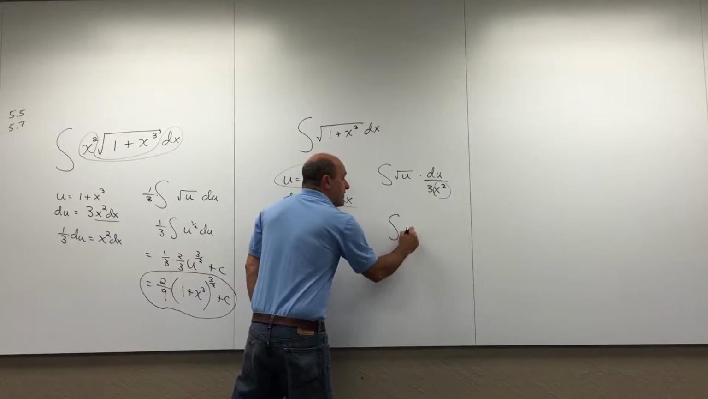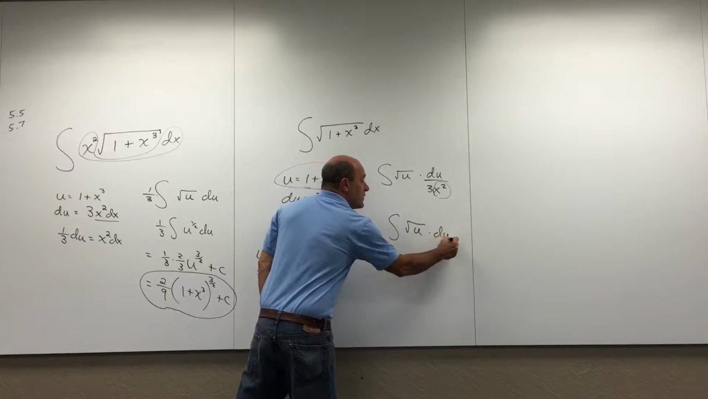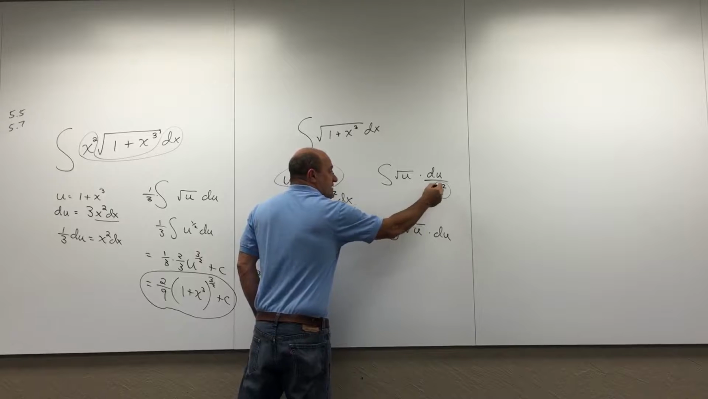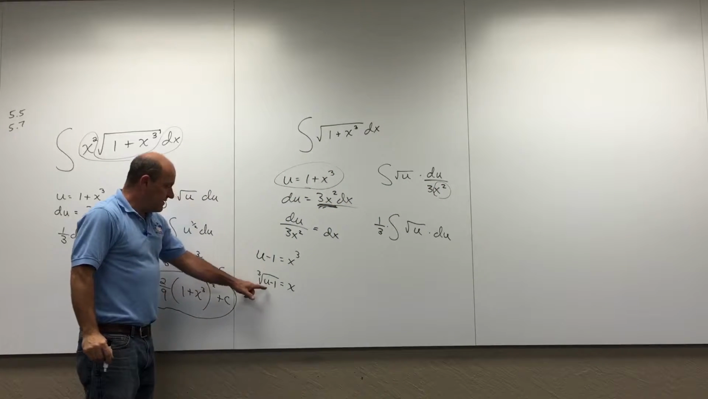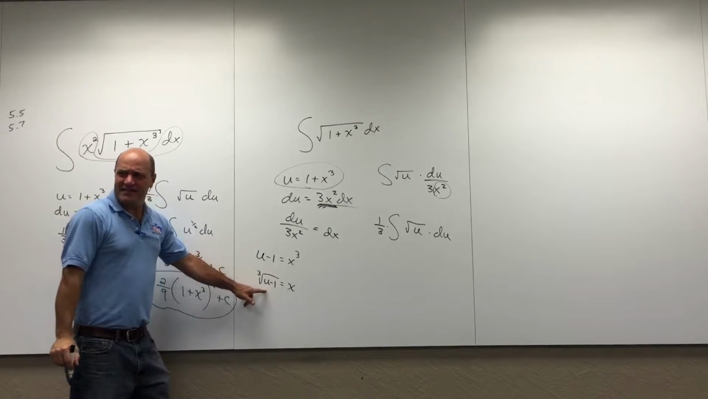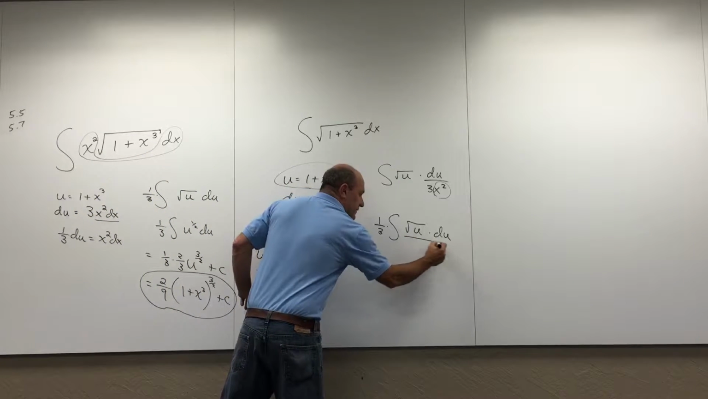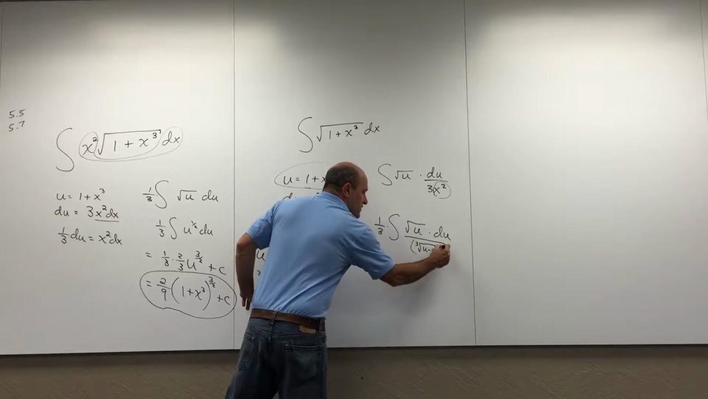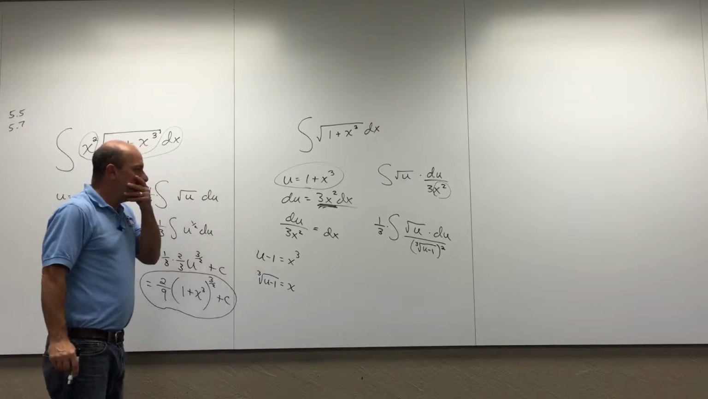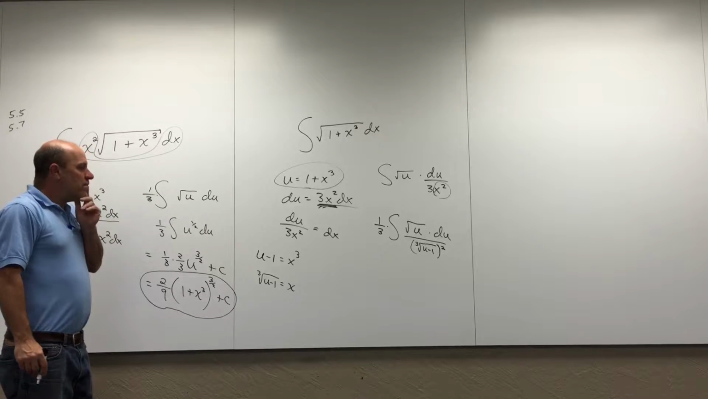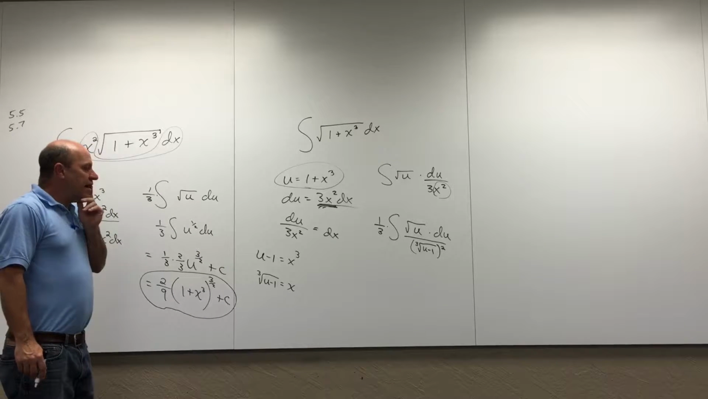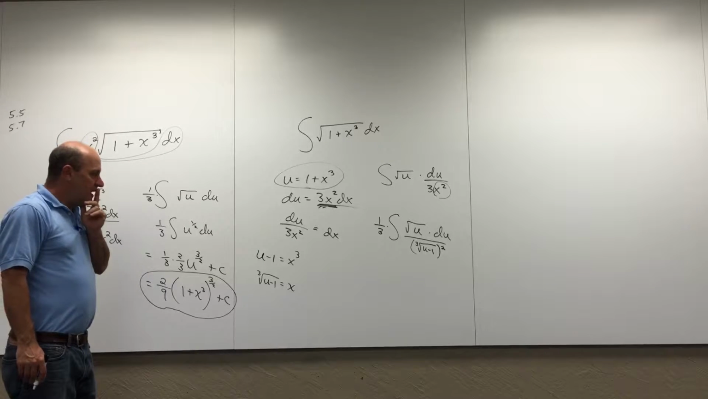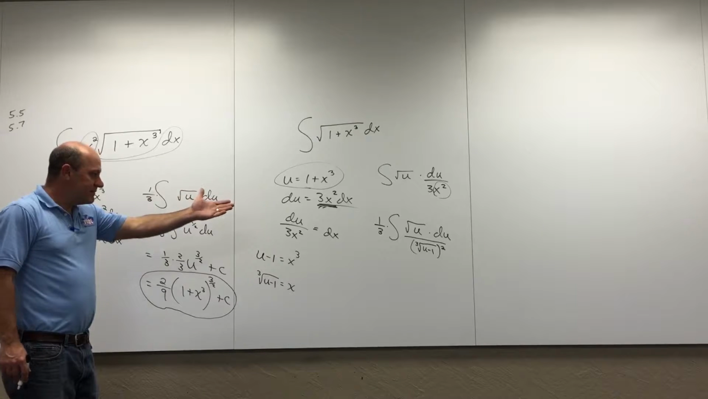Okay, so now I've got this square root of u. I've got this du. I'm going to pull the 1/3 out if you don't mind. Now what about this x squared? Well, what is x? This thing. So I have this thing squared in the denominator. This cube root of u minus 1, squared in the denominator. Well, anybody know how to integrate that?